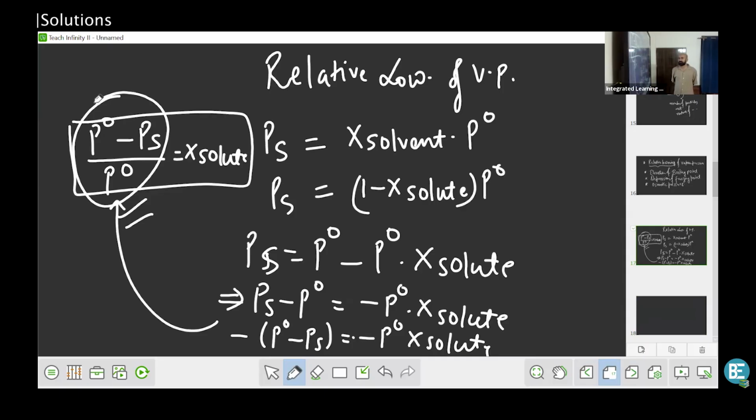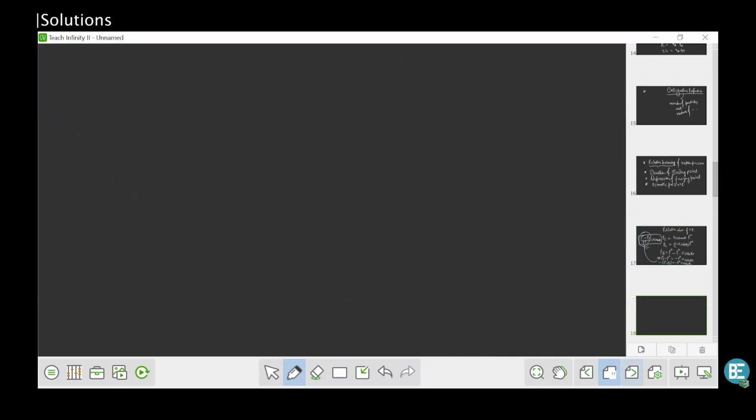Is it clear why we did the formula? Because the left hand thing is called relative lowering of vapor pressure. So can I say relative lowering of vapor pressure is equal to mole fraction of solute? Can I say that? Everyone? Yes, we can say that. Write down the statement: relative lowering of vapor pressure is equal to mole fraction of solute. Let's move ahead.